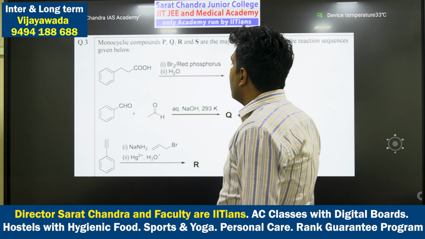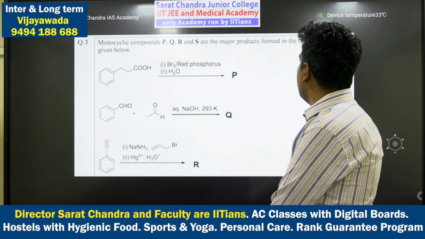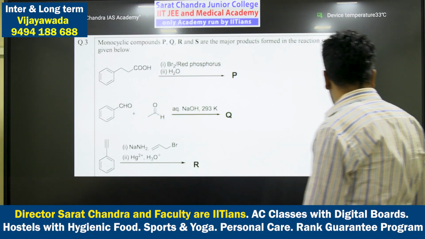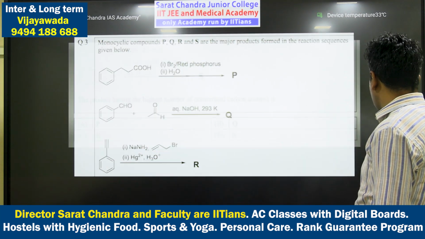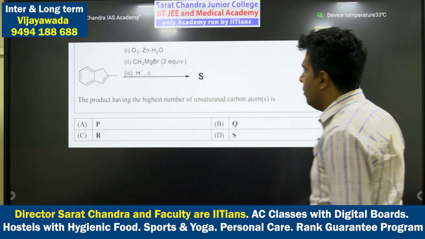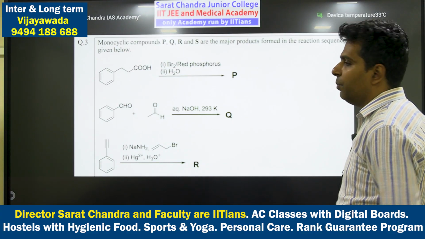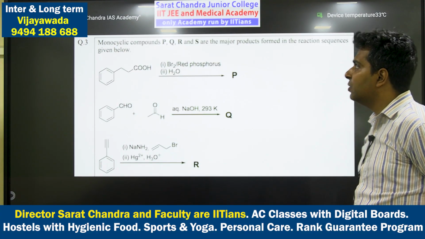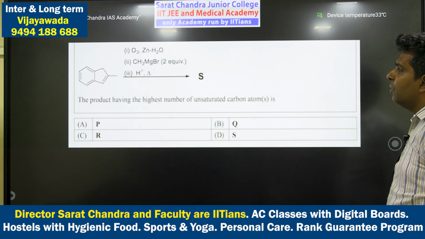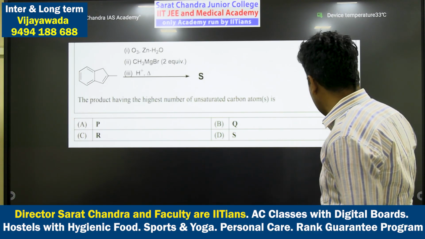Next question. Monocyclic compounds P, Q, R, S are the major products formed in the reaction sequence. So this is the complete question. P, Q, R, S are all monocyclic compounds, and they are the major products of the reactions given in the question. The question is asking for the product having the highest number of unsaturated carbon atoms.